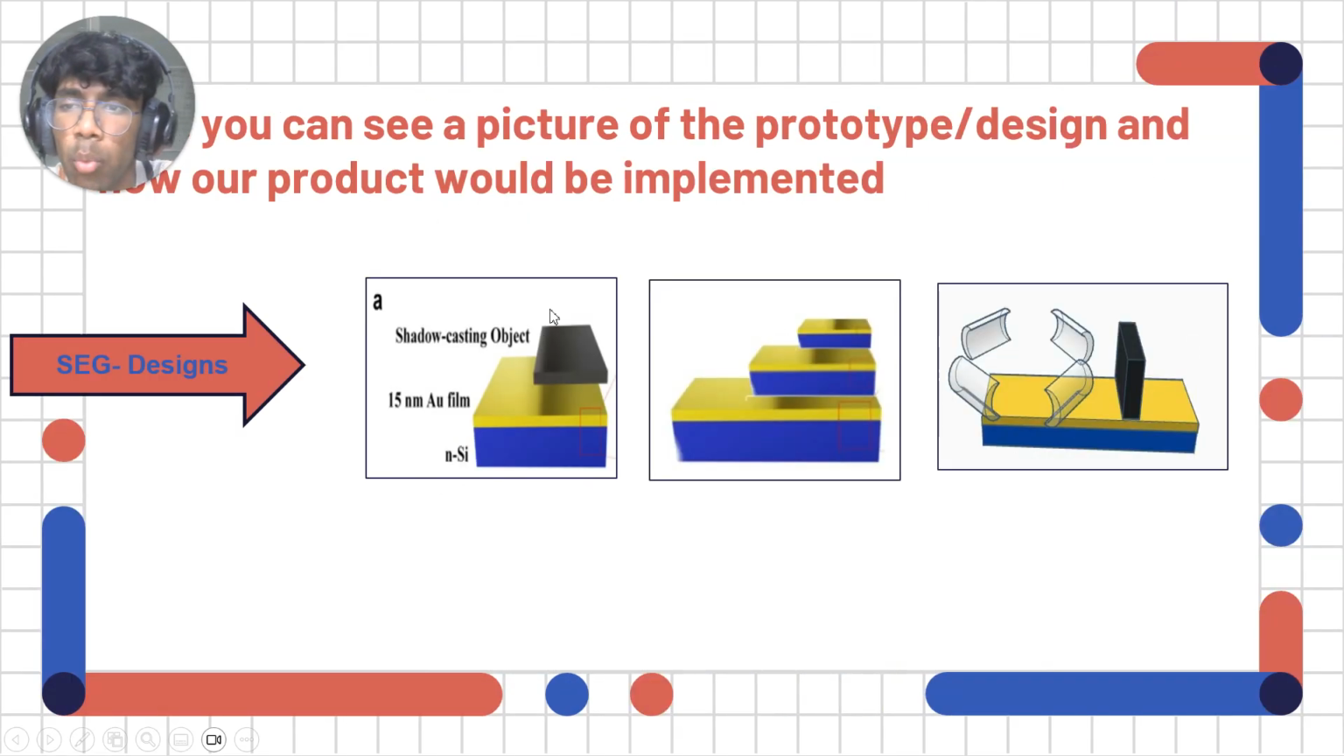We can see three different designs here. One is a common SEG wafer, which is the first design. Our second design basically eliminates the need for a shadow casting object. It uses the same SEG wafer, multiplied and connected in series, which acts as a shadow casting object for the previous one. This multiplies the output and also eliminates the need for an external object. Our last design basically increases the intensity of light using mirrors to concentrate light in the central area of the sunlit area.